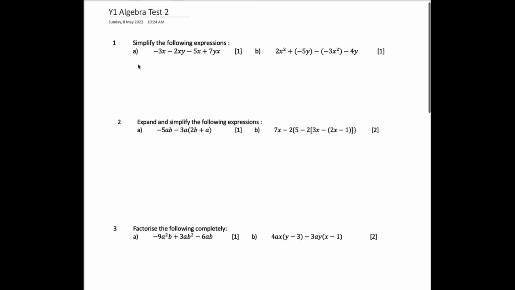And this gives us minus 8x. Minus 3x minus 5x is minus 8x. And xy and yx are like terms because they are made of the same letters. The order can be different. So we have 7xy minus 2xy, which is 5xy.